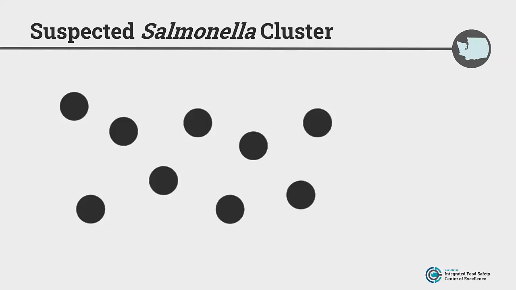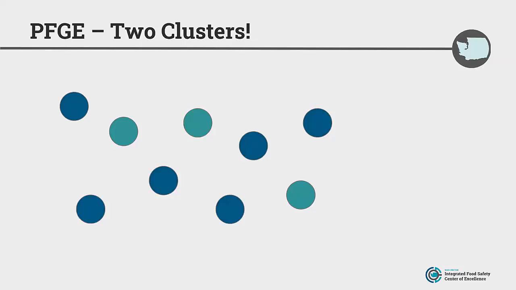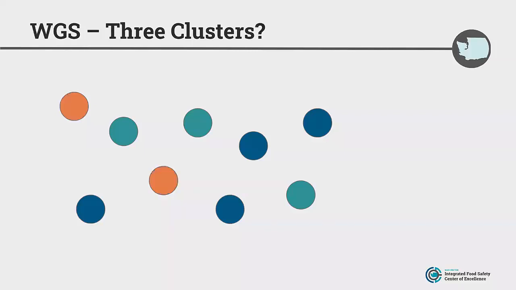As an example, if we had a suspected Salmonella cluster, each dot represents a case, and we know that they're all Salmonella, so everything looks black. We can't tell any differences between these cases to know whether a subset of them are related or whether they're all related to each other. When we did PFGE, we might see that there are two separate clusters going on, the blue and the teal color. If we did whole genome sequencing on these organisms, we might see that it can be broken down further into 3 clusters.